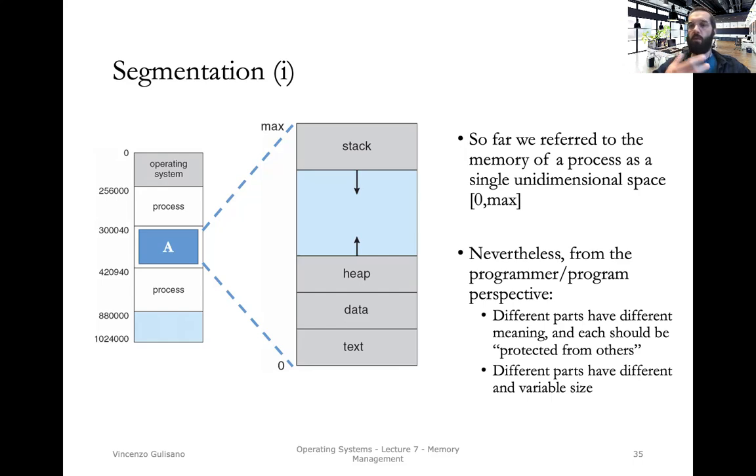There are global variables in another part. So each part has its own meaning, and some might need protection that is different from that protection needed by others. And they can also have different sizes. Some of them might be fixed, some of them might be actually variable. So there is a reason to differentiate between the different parts.